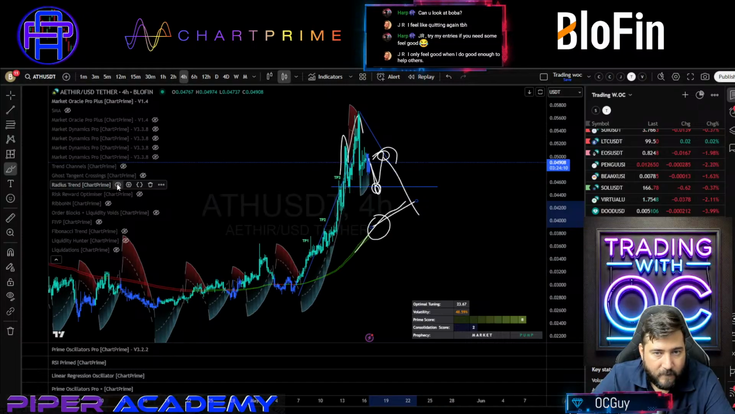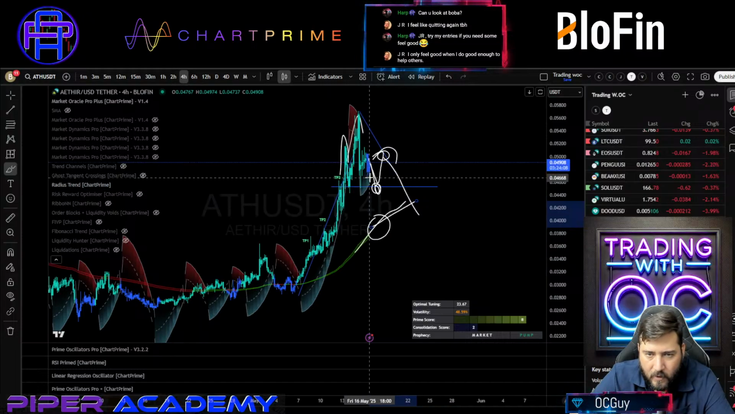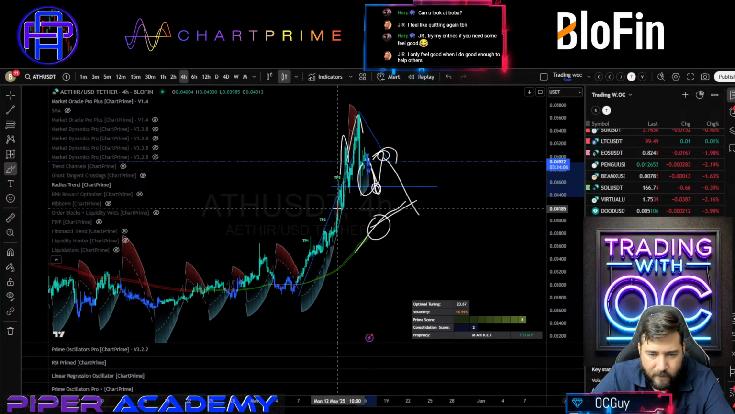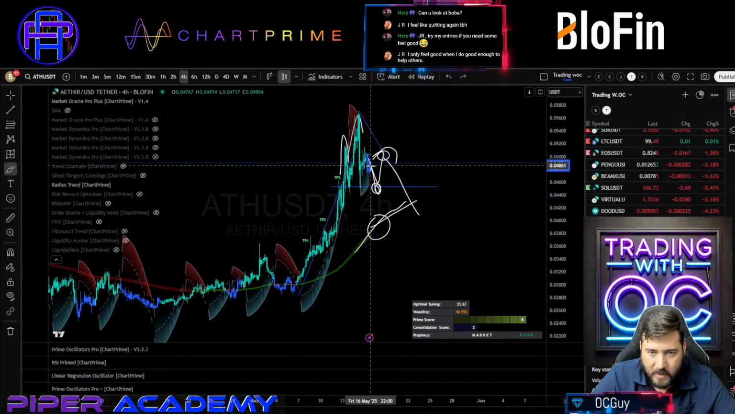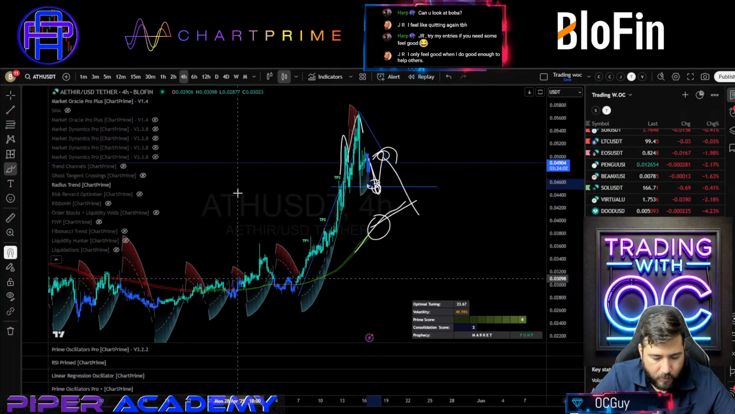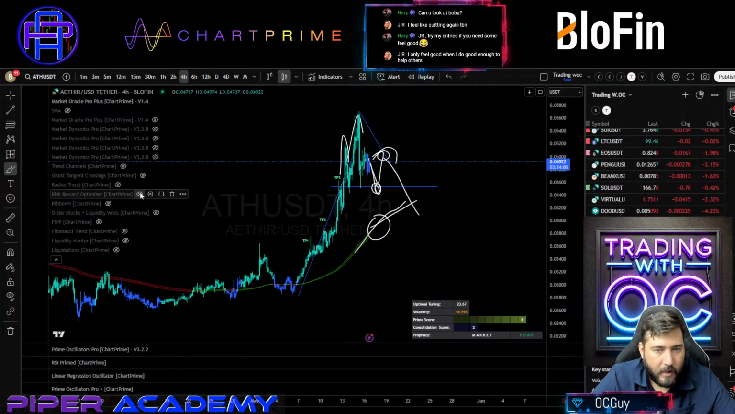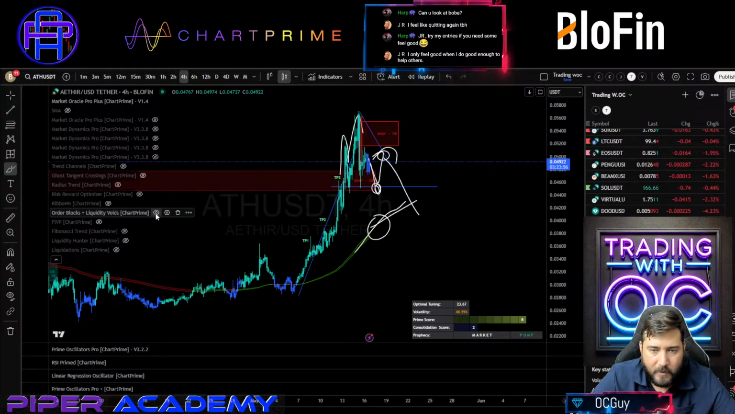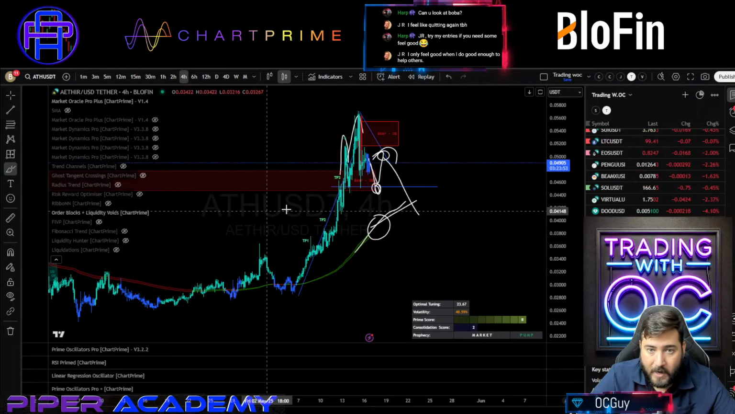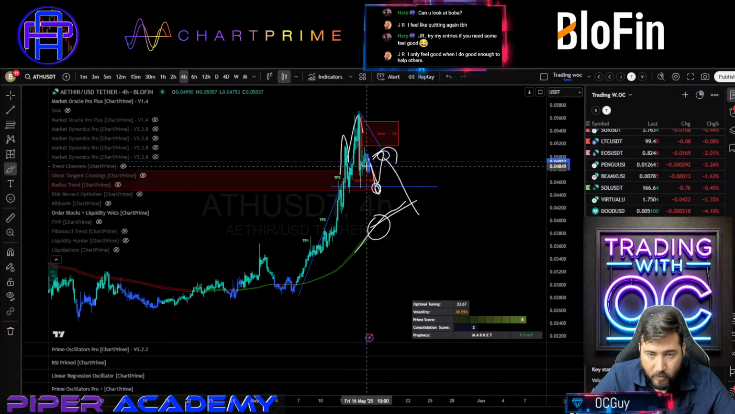What else do we have? Radius. Long. All right, so bullish radius so far. That doesn't mean that we cannot go back to the support area and still be bullish, all right? On the radius. Nothing here. Ribbon, I'm not going to be taking a look at ribbon. We are on an order block, right? We could be bouncing off that order block.